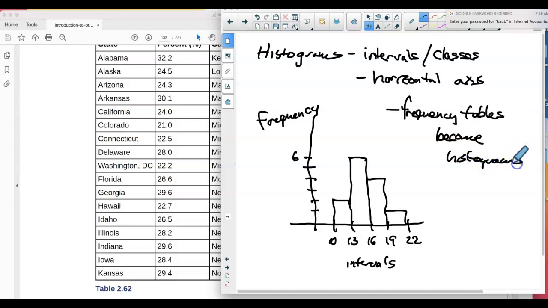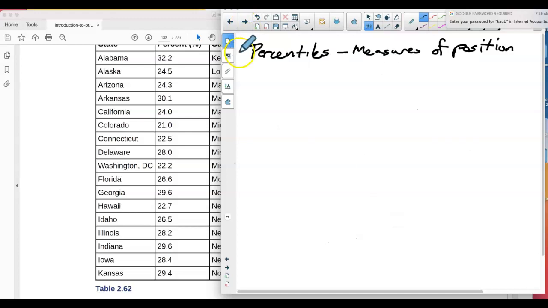In the display. All right, now the final thing in this video is measures of position. So we start with measures of position by talking about quartiles. That's every 25% of the data.